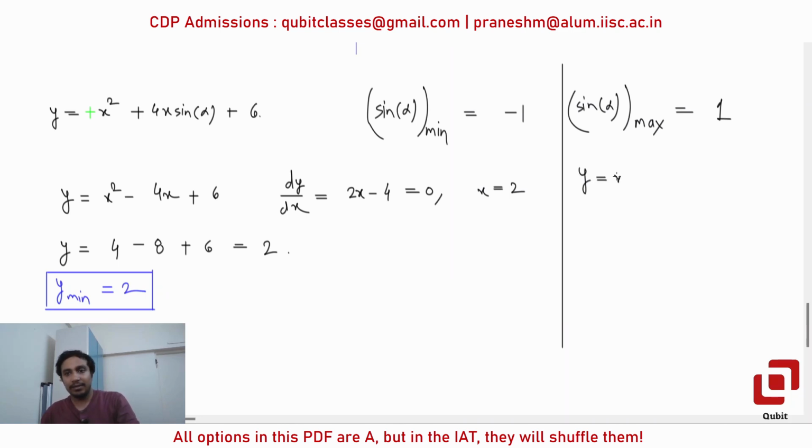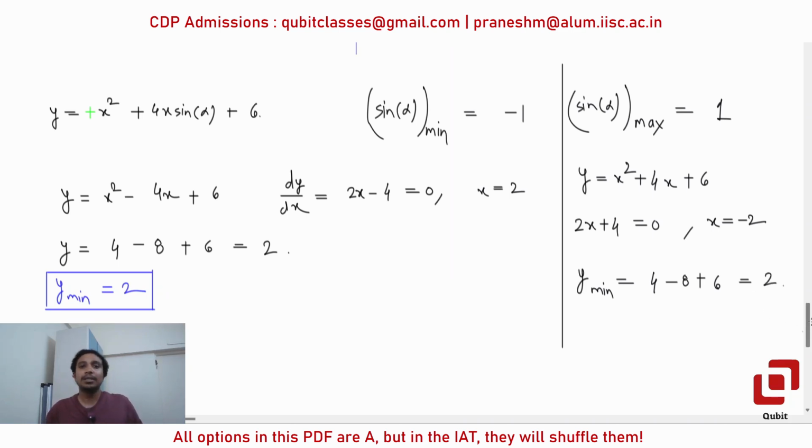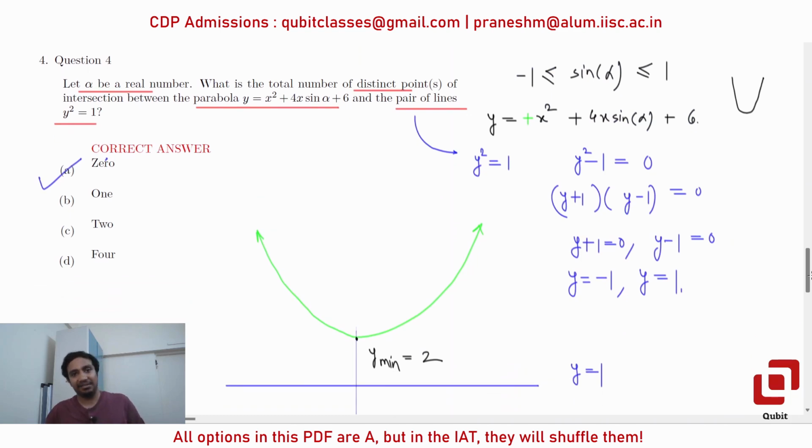So here y will be x squared plus 4x plus 6. Let's take the derivative, which will be 2x plus 4 equated to 0. We will get x as minus 2. Put it here. What will be y min in this case? 4 minus 8 plus 6, 6 plus 4, 10, 10 minus 8, so again 2. Okay, so that is definitely not going to change for both minus 1 and plus 1, and hence the graph is never going to intersect the pair of straight lines, hence the correct option is A.